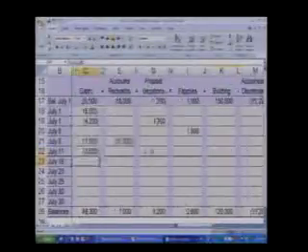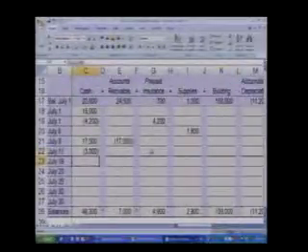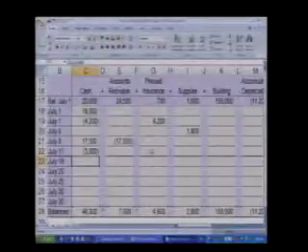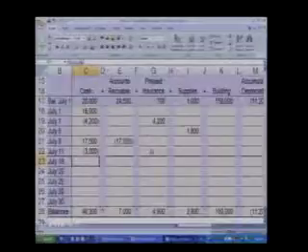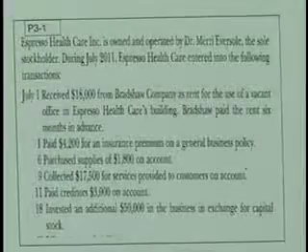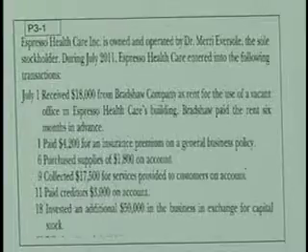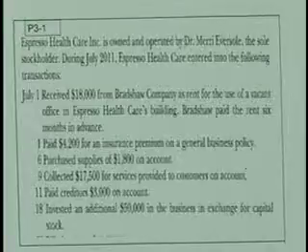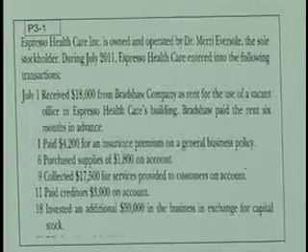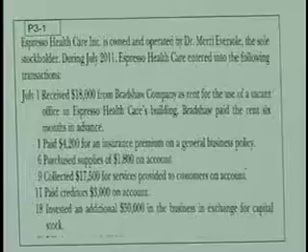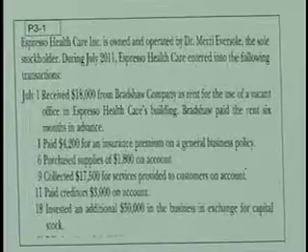There you go. Invested an additional $50,000 in the business in exchange for capital stock. So that means somebody is investing $50,000. It's not entirely clear, but I'm assuming it's cash in the business in exchange for capital stock. So the business is issuing stock certificates. We talked about that in previous classes, and it's getting $50,000 cash from that new shareholder. So how do we record that transaction?